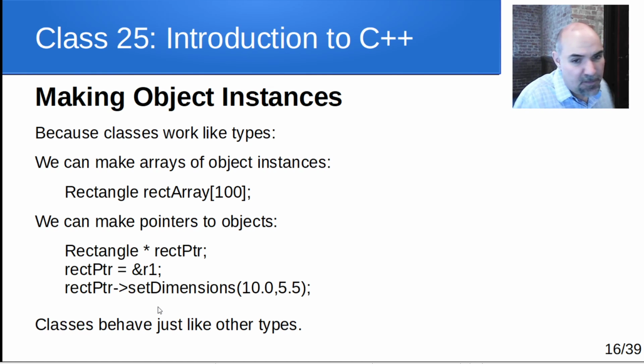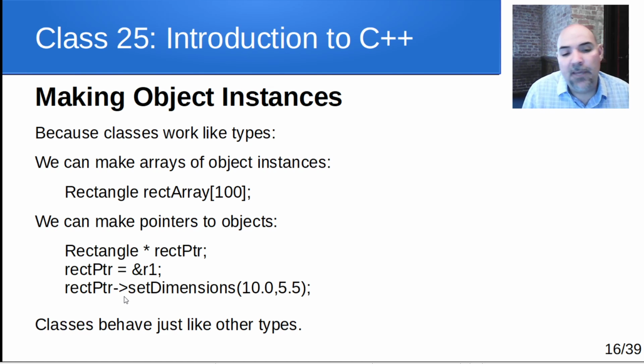Now, because classes work as types, we can make arrays of the object instances. You can make pointers to object instances. You can get the address of object instances and store them in the pointers. And then if we're going to access the attributes or the methods of that through that pointer, we use the arrow operator instead of a dot. Again, very similar to structures, but it's like structures that can have methods inside of them.